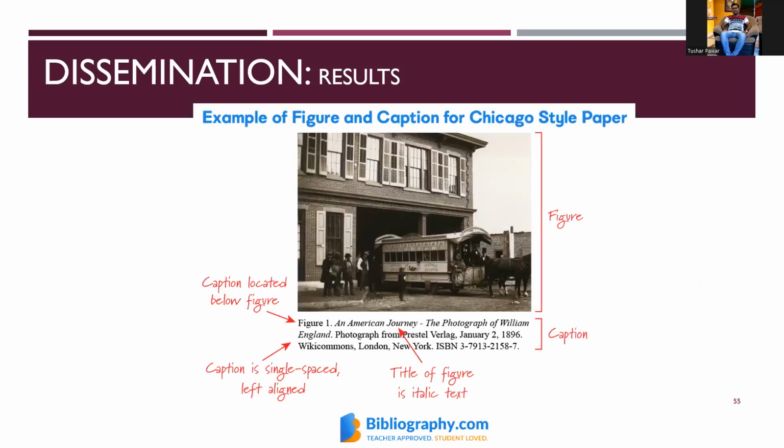This is how the figure is placed. Example of figure and caption. All the captions of the figure generally come at the bottom. See this type: Figure, number, space, dot, italicized title of the figure. The source, if you have taken that figure from somewhere else, the source and the dimension.